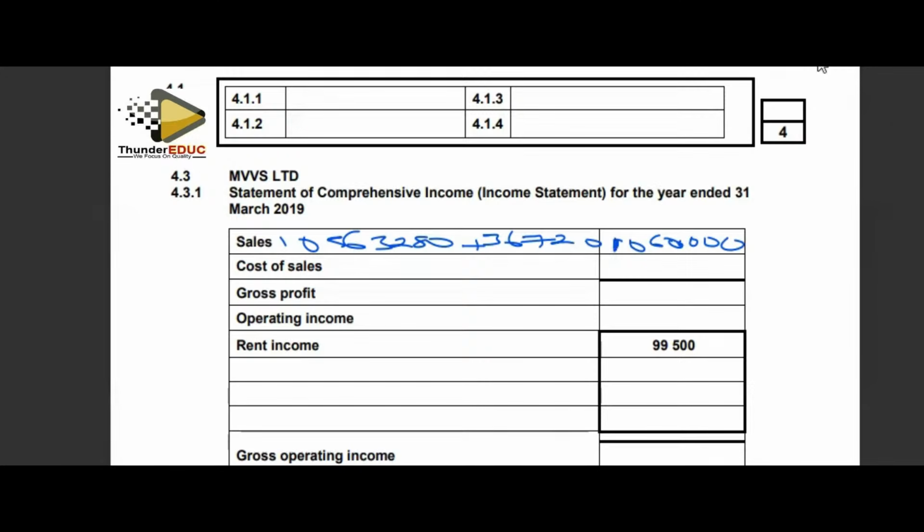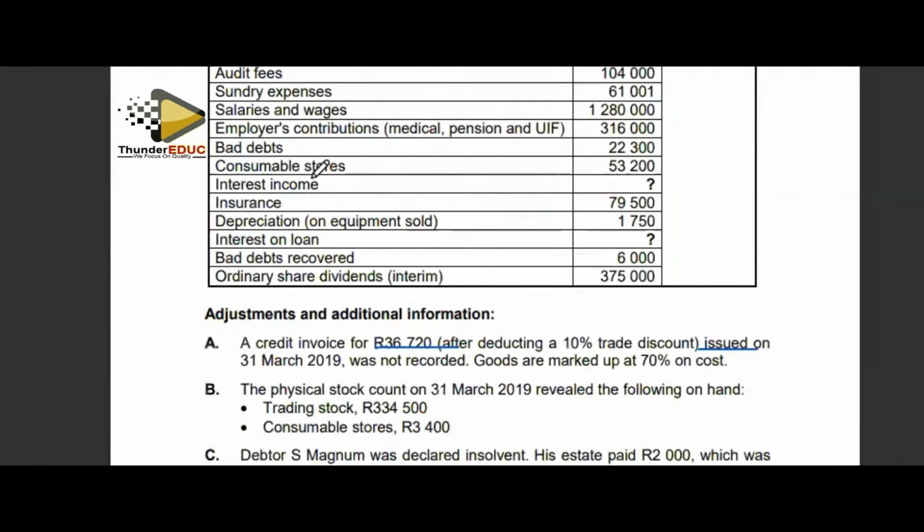Right. Now, we have to determine the cost of sales because we want to determine the gross profit. So we have to get the cost of sales and we deduct it from here. Then we shall get the what? The gross profit. So we have to go to the information again and look for the cost of sales. Cost of sales, was it given? Let me see.